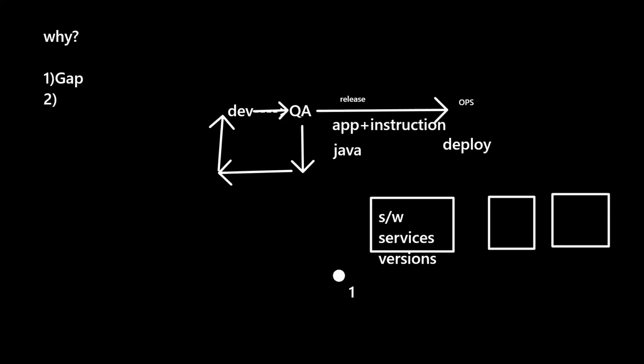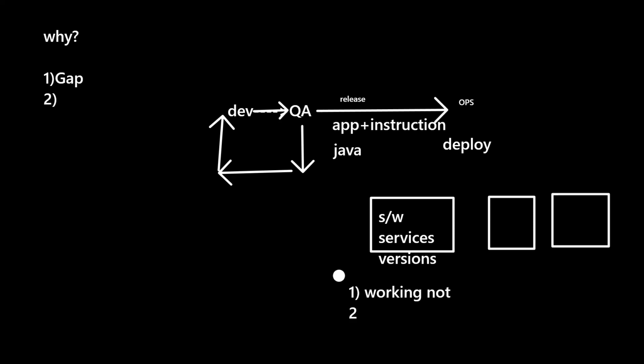But now ops teams face a lot of challenges because those instructions may not always work. There might be some problem with those instructions because they might be working on one operating system, one server. They might not be working on other operating systems or other servers, right?